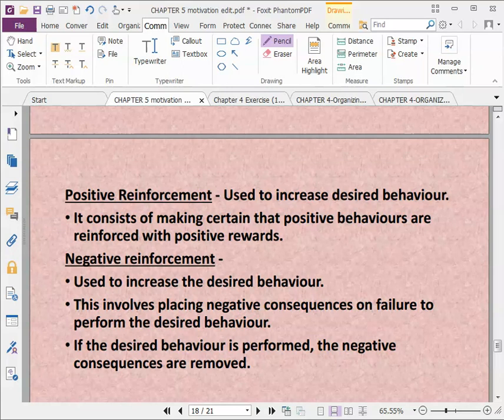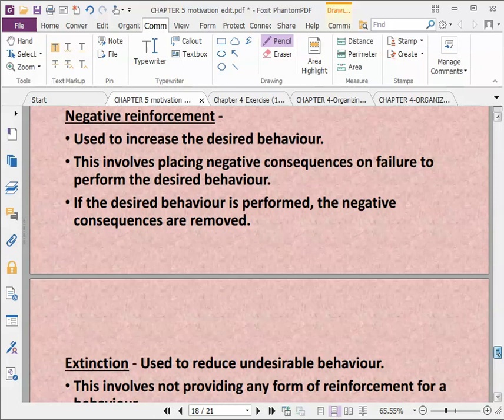So contoh kalau saya kata hantar hari ni, your assignment due date is today, before 11 a.m. Siapa yang dah hantar bagus, at 11 a.m. dia tak akan deduct 2 marks. Siapa yang belum hantar, the person that has not submitted yet will be deducted 2 marks. That is the negative reinforcement. Motif dia adalah untuk increase the desired behavior. Positive reinforcement and negative reinforcement.